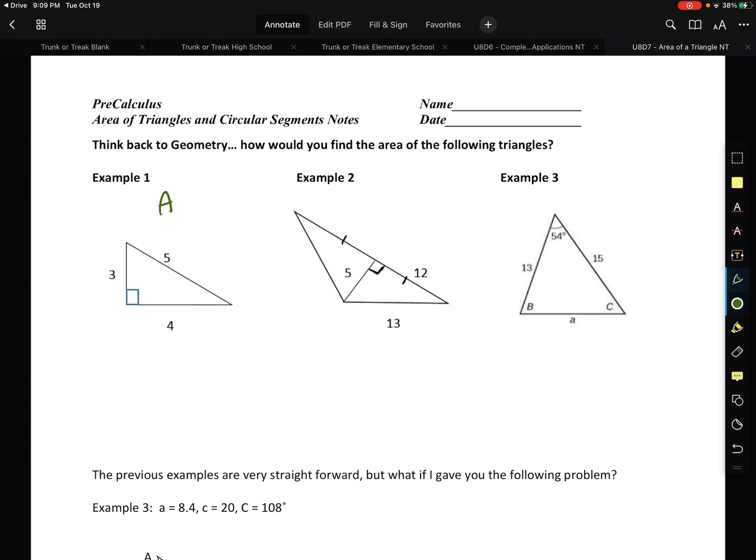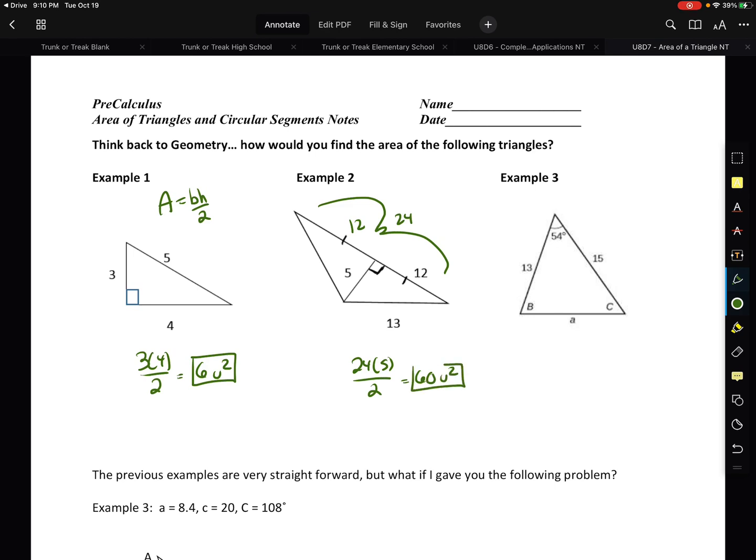Well, to find the area of the following, the area of a triangle is base times height divided by 2. So this first one, 3 times 4 divided by 2, 6 units squared. All right, second one, a little bit more complicated. Those tick marks mean that if that's 12, that's also 12, making this side 24. And understanding that base times height divided by 2, base is not necessarily the bottom. Base is where the right angle goes to. So for this one, base is 24, our height of 5, divided by 2, 60 units squared.